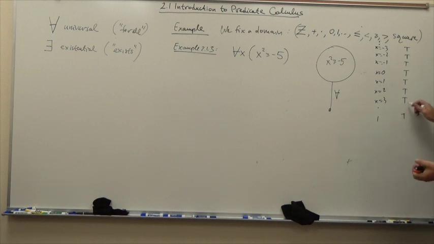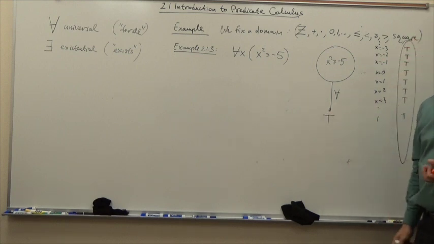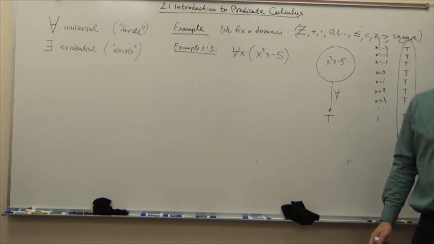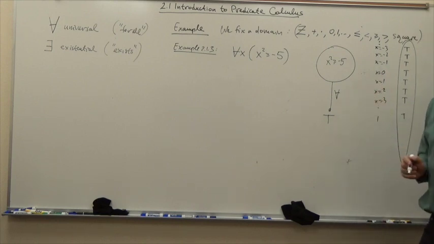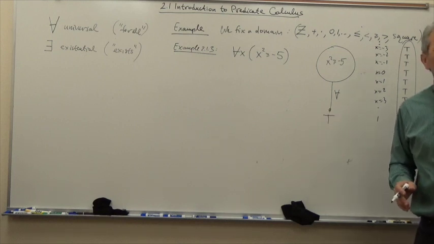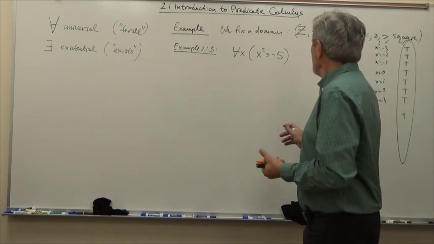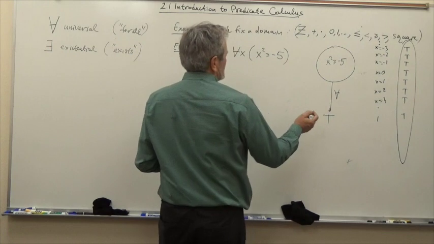So whatever number I put here, whether positive or negative, I'll get true. If I get true for all the elements in the domain, then I say, yes, this statement is true. If I get false even once, I just stop trying to justify it and say false. That's called a counterexample of the universal statement. For example, this statement is true.